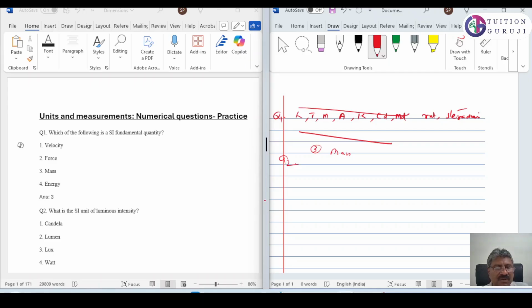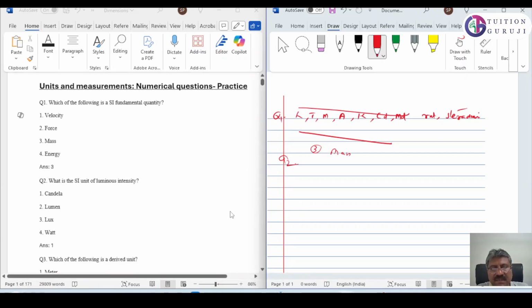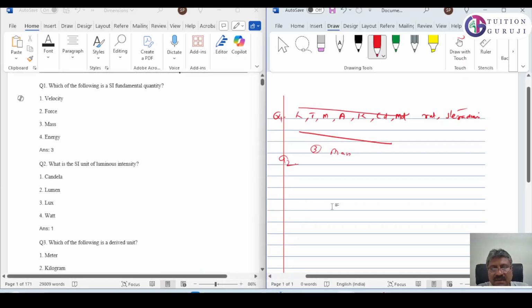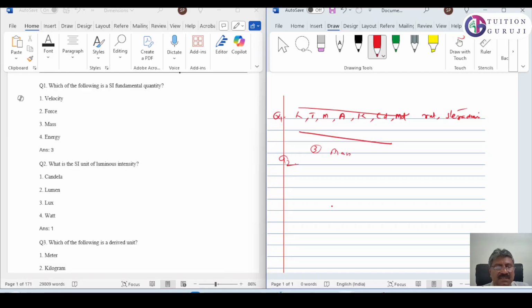What is the SI unit of luminous intensity? Luminous intensity is a basic unit, the fundamental unit, that is candela. Answer is candela.